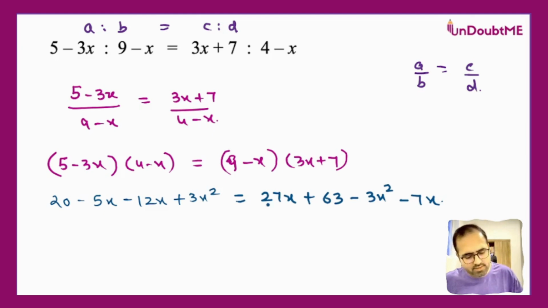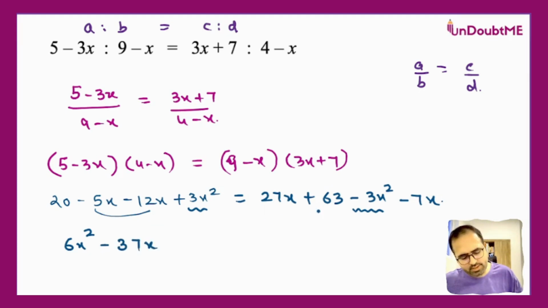For rearranging, I will take the terms of x squared on one side. So 3x squared plus 3x squared will become 6x squared. Then 27 minus 7 is 20x. Over here it is minus 17x. So minus 17 minus 20 will be equal to minus 37x.